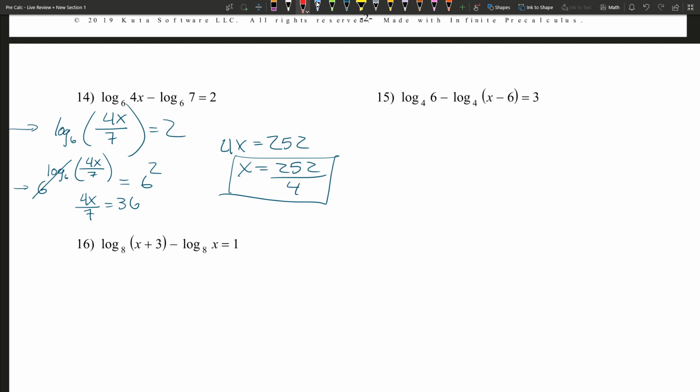is because 4x minus 7 is equal to 2 isn't actually our answer. All right, so if you solve that, you would get 4x is equal to 9, so x is equal to 9/4, which does not equal 252 over 4.